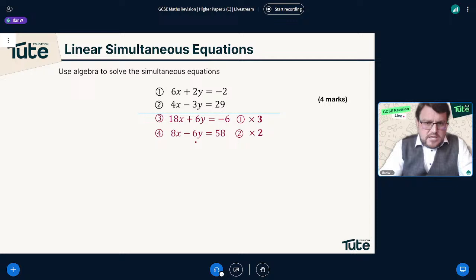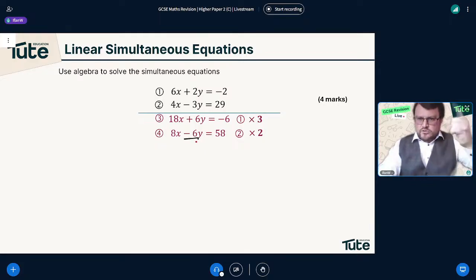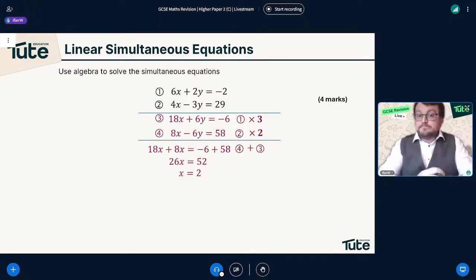Some of the mistakes that happen here is, oh, how do you get rid of 6? Oh, you take 6 away from 6. Not in this instance, because that is a -6. How do you get rid of a negative, people? You add. You put positivity in there. So to get rid of a negative, you add. To get rid of a positive, you subtract. And so by adding equation 3 and 4 together, I get an answer of 26x equals 52.